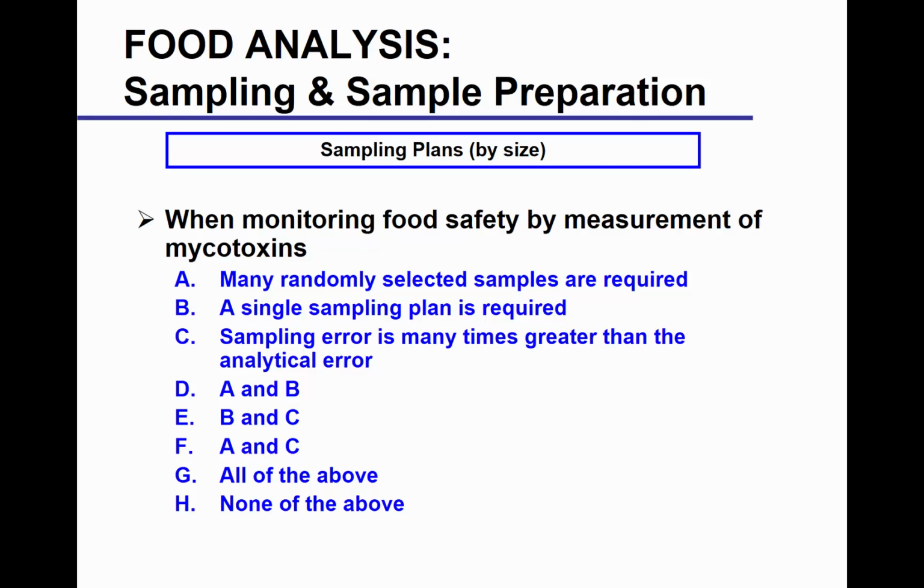Sampling error is many times greater than analytical error. When you determine mycotoxin, the analytical method is well verified, and if you're trained on it, you should have good results. But if you make an error in determining where to take your samples and how many samples to take, then you are more at risk of accepting a contaminated sample than the error that comes with the analytical method.